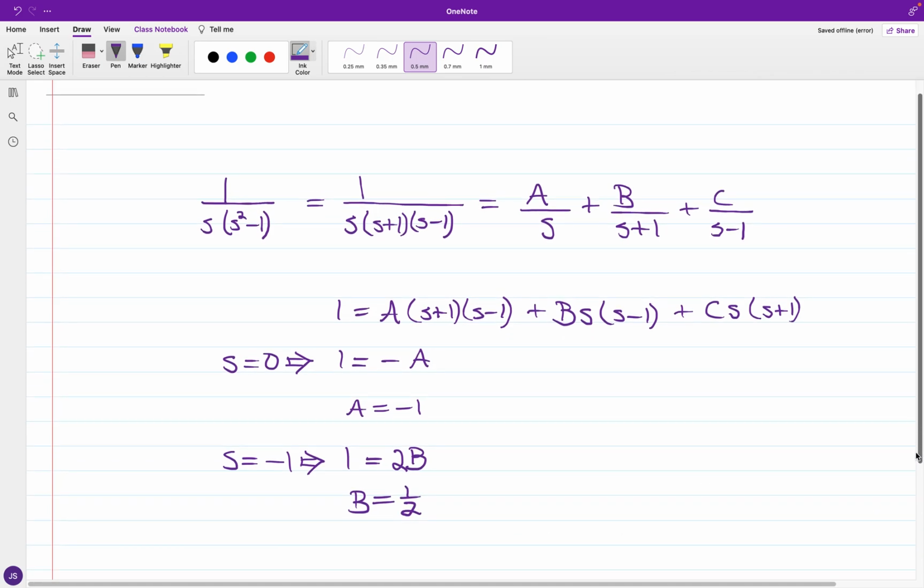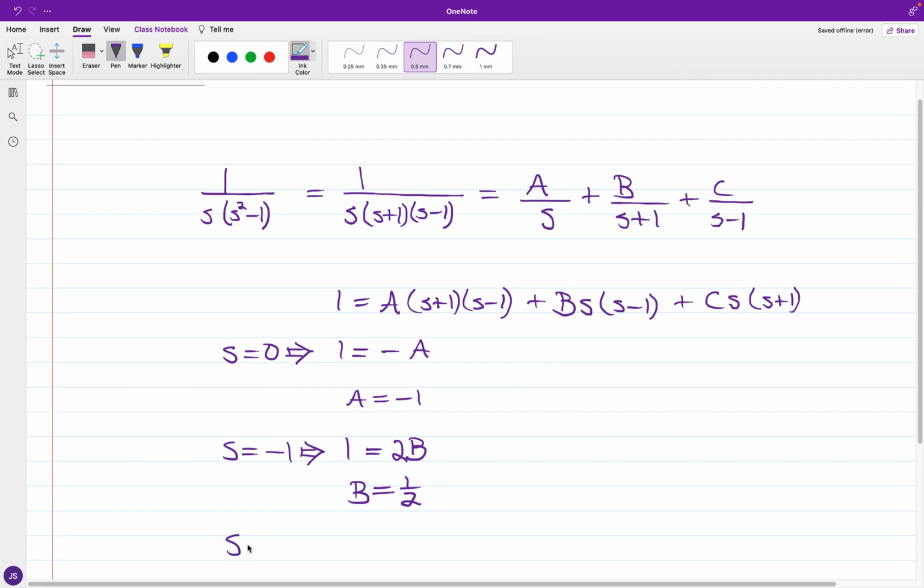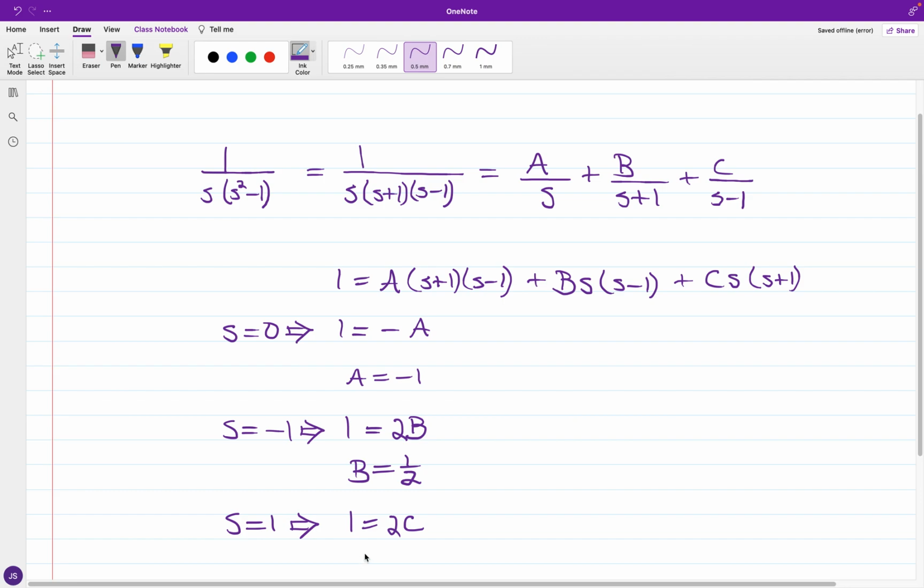For the remaining possible 0 to apply, we have s equal to 1. So 1 is equal to, and now a goes out, and b also goes out since we have s minus 1 alongside both of these. We have 1 times 1 plus 1 is 2, so 1 is equal to 2c. So 2c is equal to 1, and just like b, c is equal to 1/2.